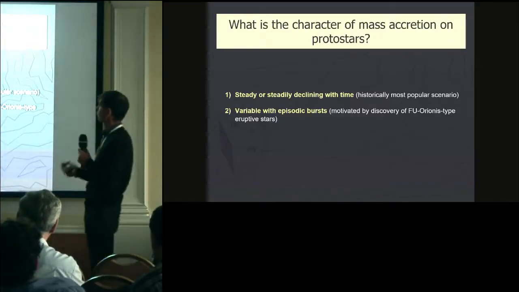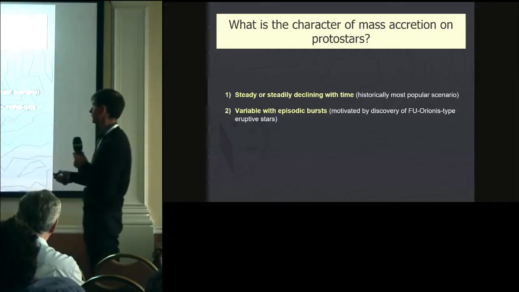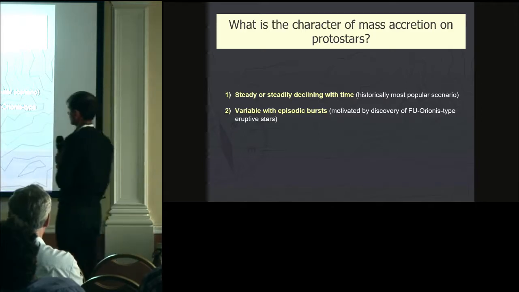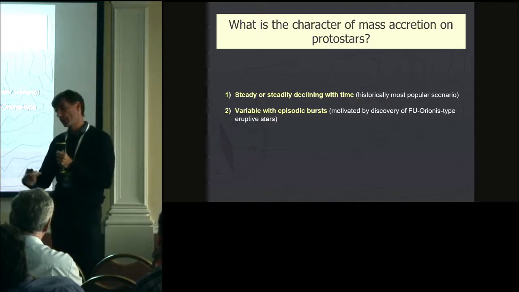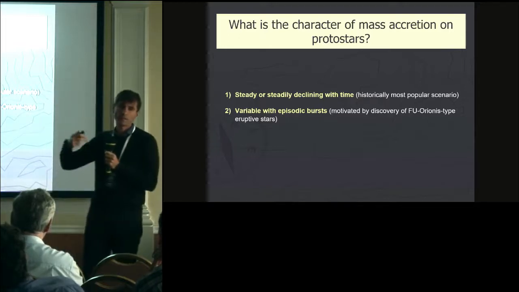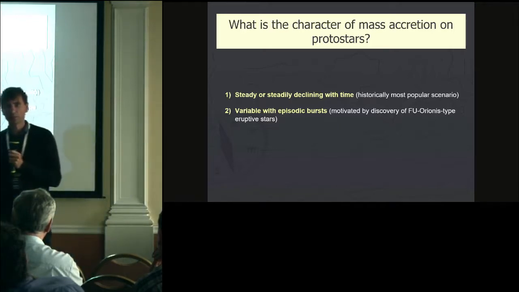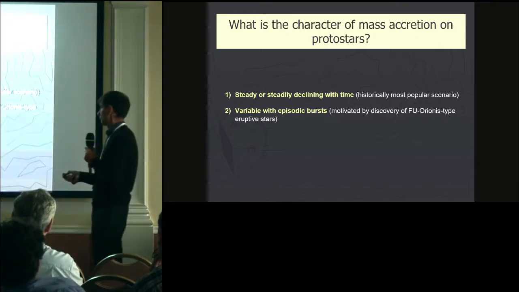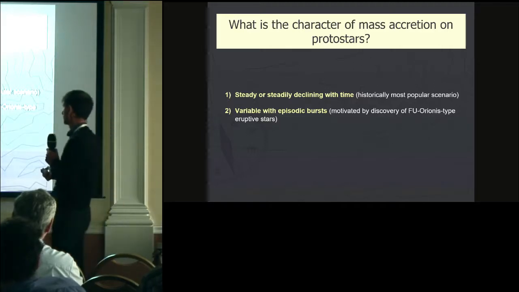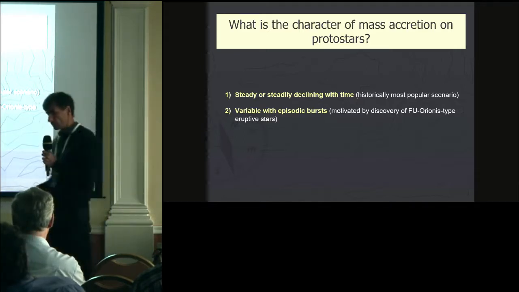So what is the character of mass accretion on protostars? Historically, people believed it's a steady or steadily declining accretion with time. And when I speak about steady accretion, I speak about variations on time scales of years, tens of years, hundreds of years. I don't speak about small scale variations, about days or months. However, an alternative is a variable accretion with episodic bursts, which was motivated by the discovery of FU Orionis objects.